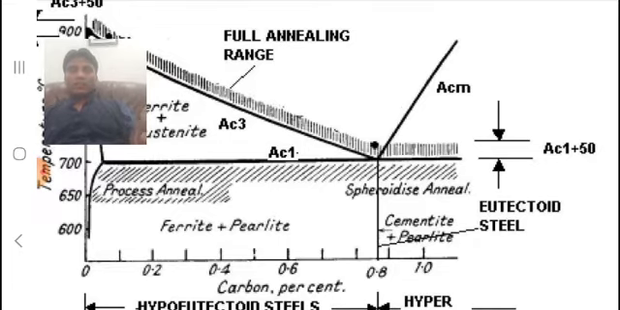Any annealing process reduces hardness and strength and induces toughness and ductility. The main purpose of annealing itself is inducing ductility and toughness.